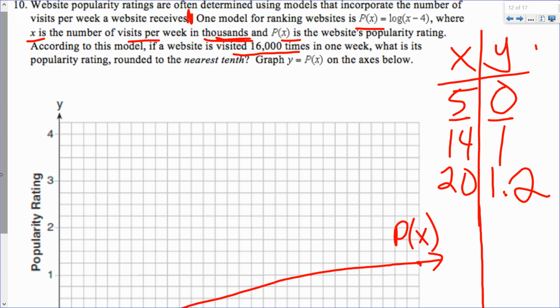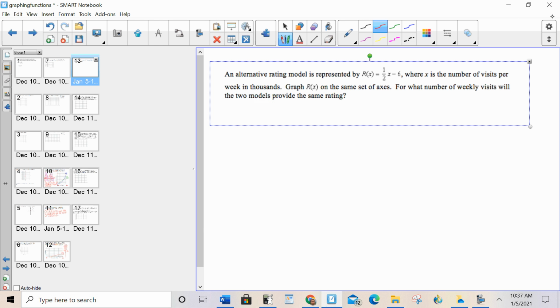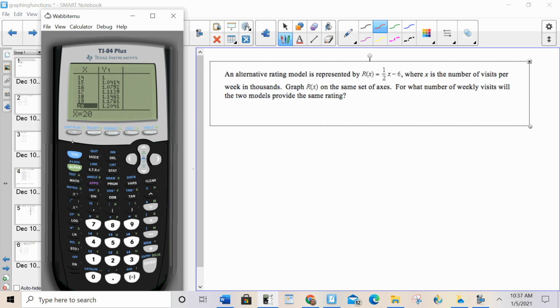All right, let's see what else we got to do here. An alternative rating model is represented by R of X equals blah, blah, blah. X is still number of visits per week in thousands. It wants me to graph R of X. Okay. I'm going to go to Y equals. I'm going to pop it into Y2 in case I need to do an intersection or anything later on. Alpha Y equals enter. 1/2 X minus 6.